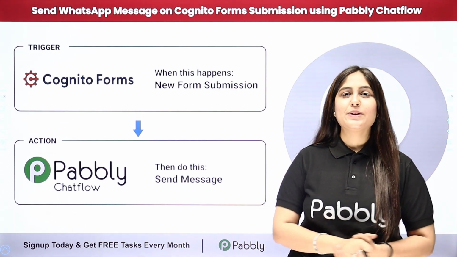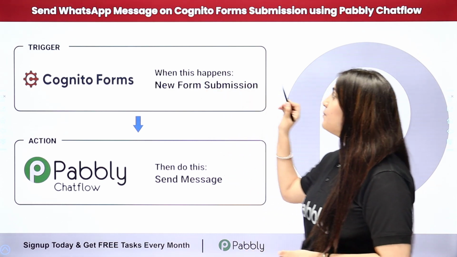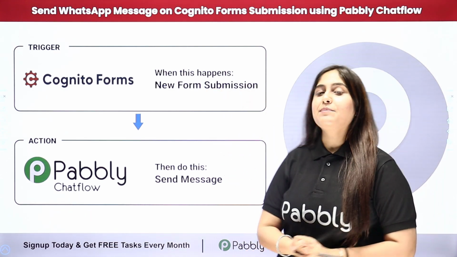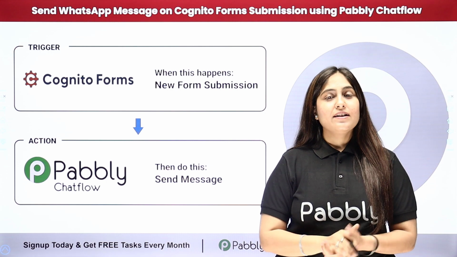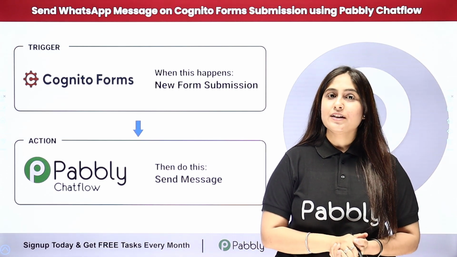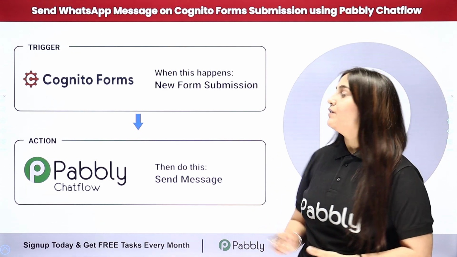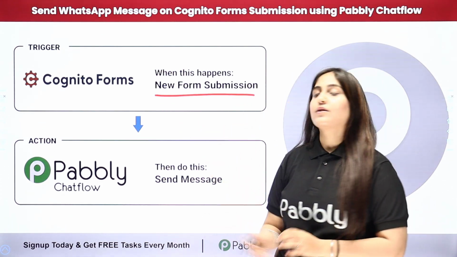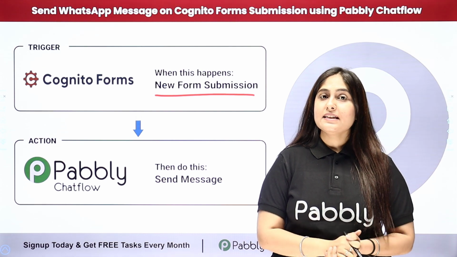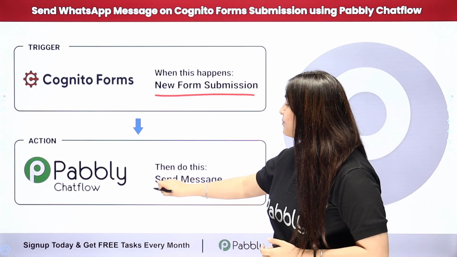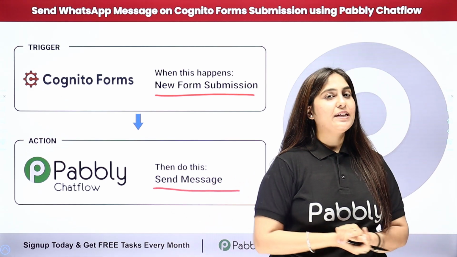In this video, we are going to understand how to send WhatsApp messages on Cognito form submission using Pabbly Chatflow. So here I run a real estate agency and I have created an inquiry form using Cognito Forms. My objective is that whenever I receive a new form submission through Cognito Forms, an automated WhatsApp message should be sent automatically and instantly to my lead using Pabbly Chatflow.